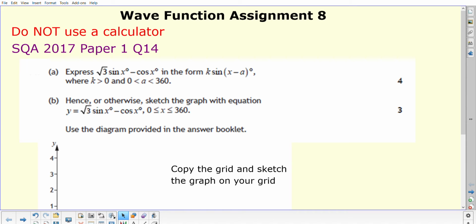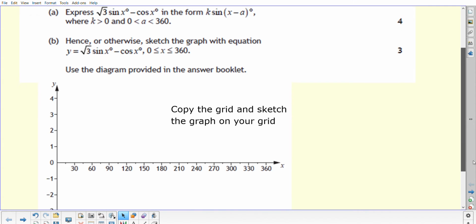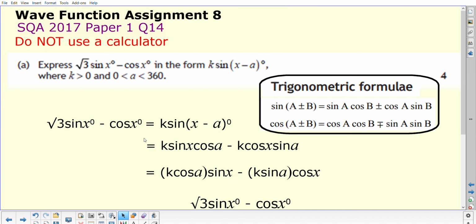Your part A is the standard one: express a sum of a sine and a cos in terms of a single trig expression. In this case it's k sine x minus a. And then part B is hence, meaning that what you've just worked out in part A is going to help you sketch a graph. And the other thing about this is that in the Higher you would have had an answer booklet, and in that answer booklet they had already drawn the axes out for you, so it is just a case of getting the points and plotting. So to begin with, the first bit, as we say, it's standard, it's routine.